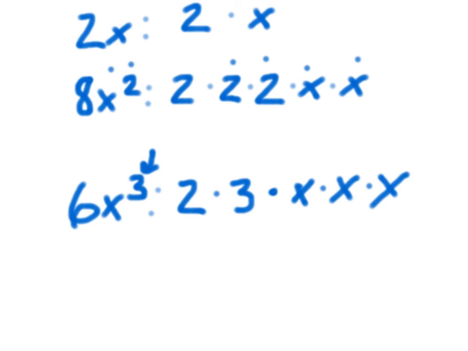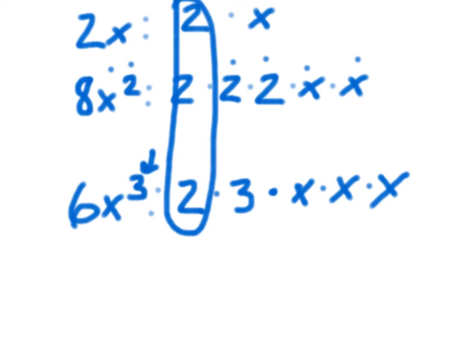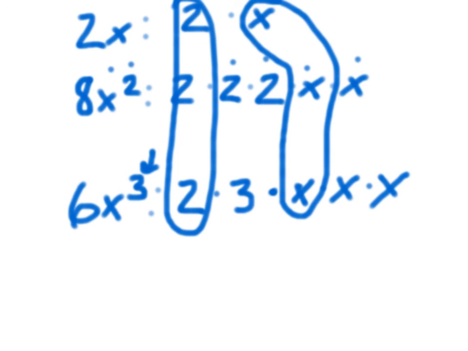So now I need to find the greatest common factor. Well, I see in all of them that I've got a 2, and I see in all of them that I have at least an x. My greatest common factor is 2x. I think you're ready to try this on your own.